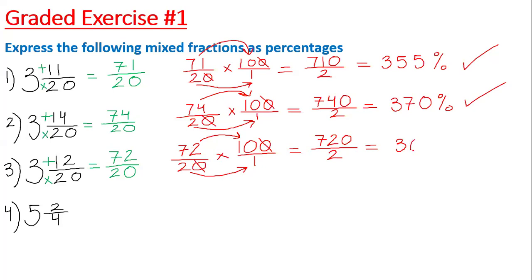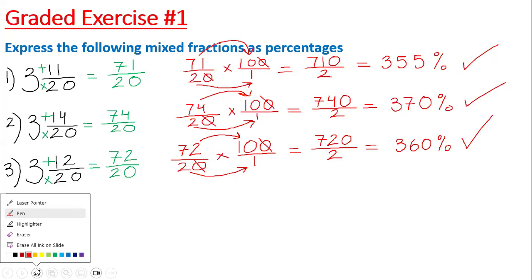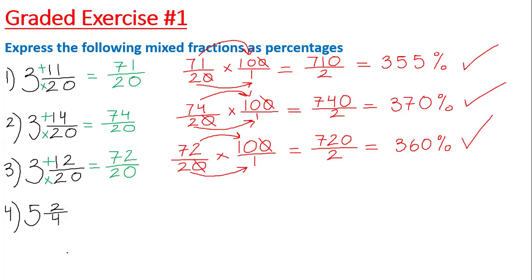360. Did the rest of you get that, besides Antoine? Yes, sir. Good. Now the grand finale, number 4. What y'all got for number 4? 55%. 550%. What? 55%. What?